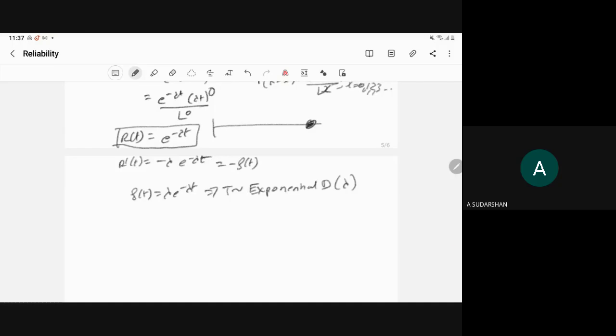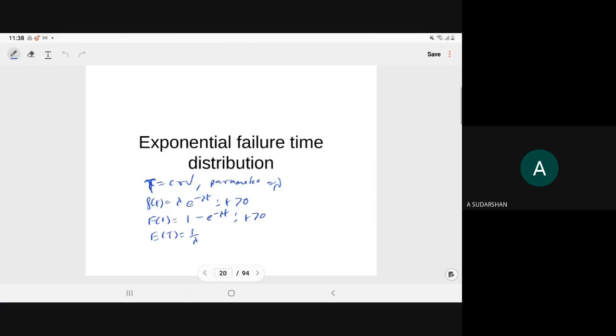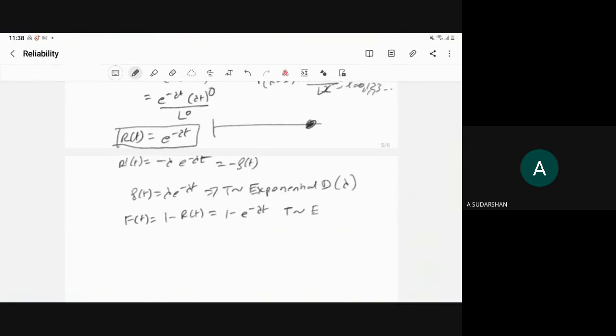Now you know that Ft is the CDF, or unreliability, 1 minus Rt. So 1 minus e to power minus lambda t. It again implies that T follows the exponential distribution, because it is the CDF of the exponential distribution. I have given you here the Ft for the exponential distribution: 1 minus e to the power minus lambda t. So this implies that T follows the exponential distribution with parameter lambda. Clear?